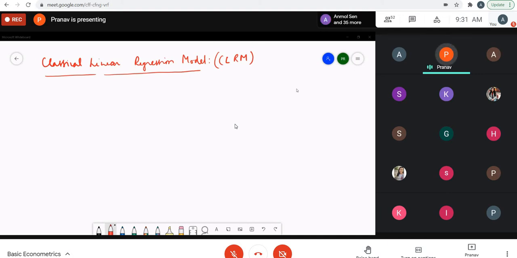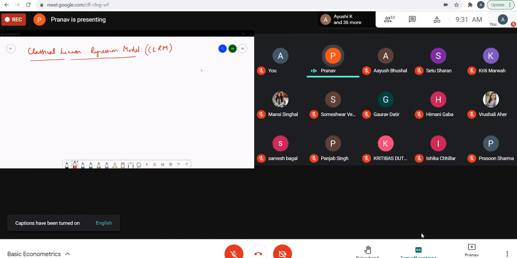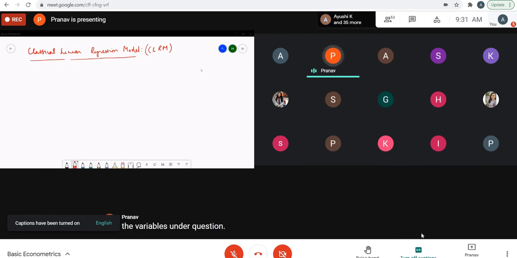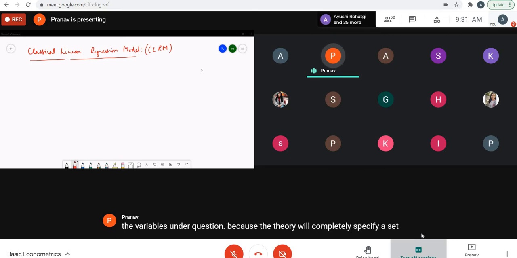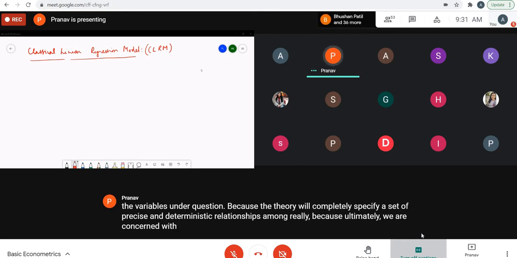So the most important thing before starting econometrics is that you must have a precise theory about the variables under question, because the theory will completely specify a set of precise and deterministic relationships among variables, because ultimately we are concerned with finding out the causal relationships amongst variables that flow from one variable to another.